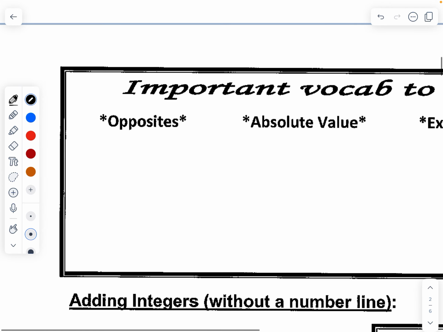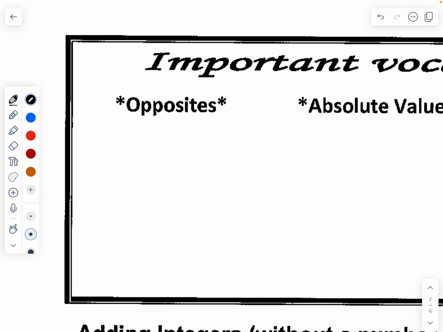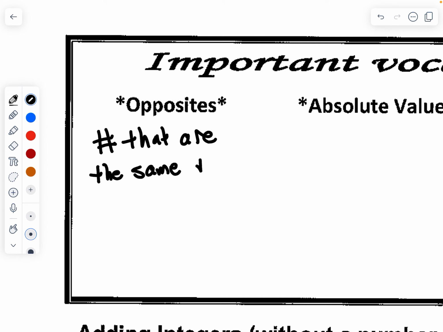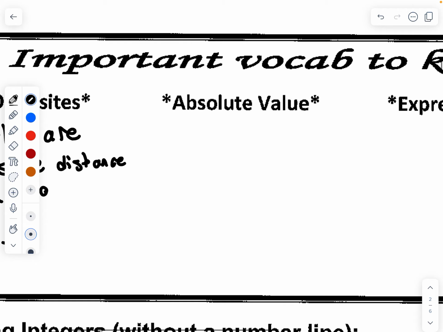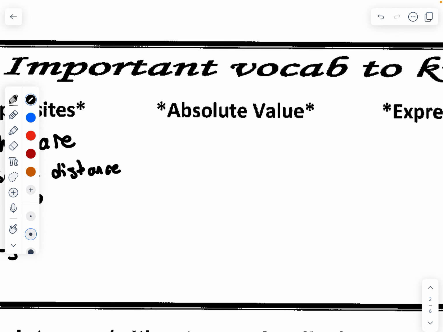Some key vocab terms: opposites, numbers that are the same distance from 0. So that would be like 5 and negative 5. Those are opposites because they are the same distance from 0. The next vocab term is called absolute value. This is the distance from 0.